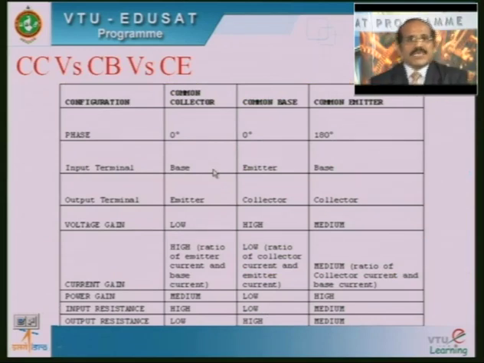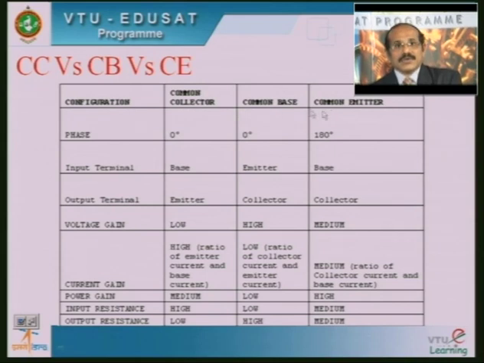If you compare these three configurations, that is common collector, common base, and common emitter configuration, these are the few differences we are getting. One is the phase relation between the input and output. In the common emitter, we get a 180 degree phase shift between input and output, whereas in both common collector and common base it is 0 degree, that means there is no phase shift. In common collector, the input terminal is base. In common base it is emitter, and in common emitter it is base.